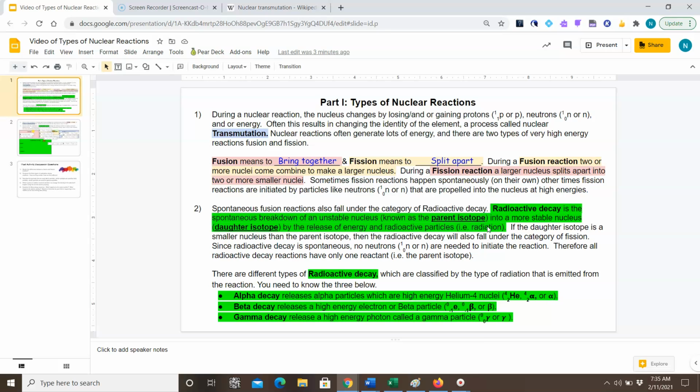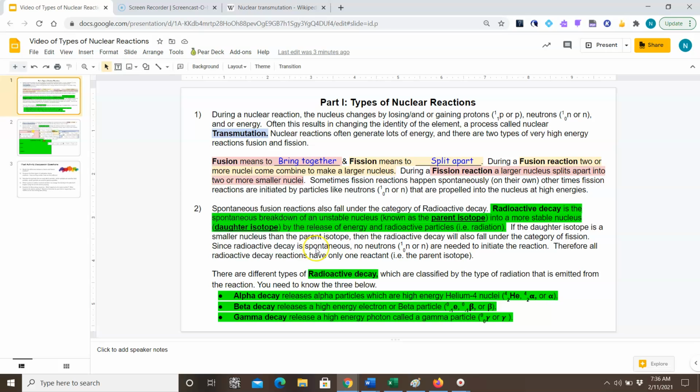So with that being said, the same thing happens during radioactive decay. You have something that's unstable and it's going to break down spontaneously, that means on its own, into something more stable. Now, if the daughter isotope, so what you make, is a smaller nucleus than the parent isotope, then that radioactive decay will also fall under the category of fission. So some types of radioactive decay will fall under the category of fission.